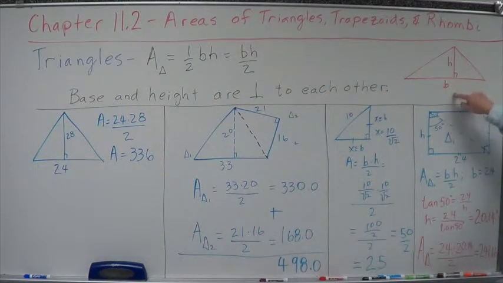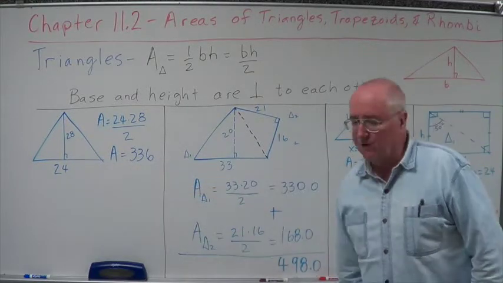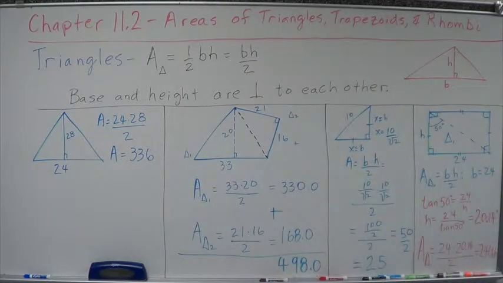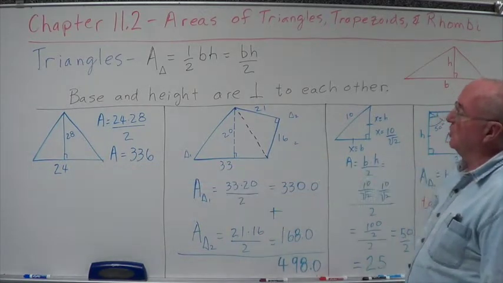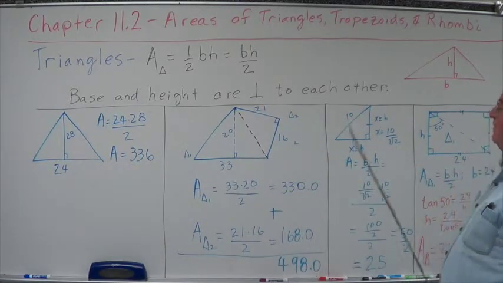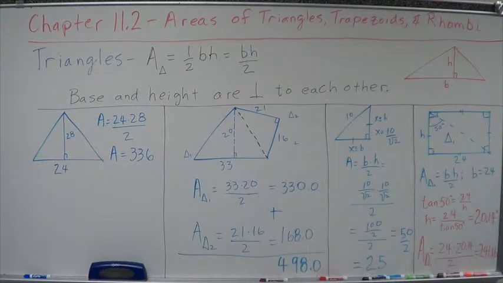Here's what it looks like. Here's the base, here's the height, and then you're multiplying those 2 and dividing by 2. Let's take example 1. We're given a triangle, its base, and its height. What do we have to do? Find the product and divide by 2, and when we do, we find that the area is 336, a very simple, straightforward one.